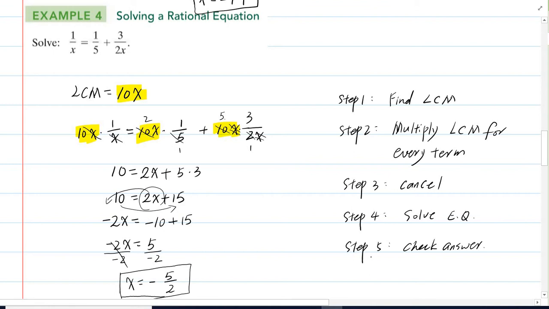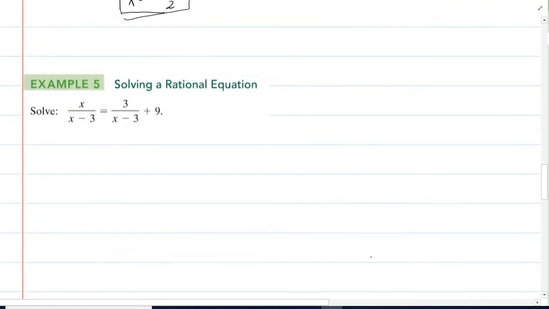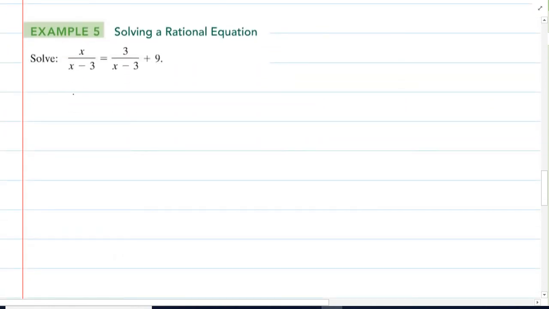Okay, let's work on example 5. Again, step 1, recall, find the LCM. So what is the LCM in this case? We only have one denominator, they're exactly the same. So we're just going to write LCM is just x minus 3. So now we multiply by the LCM, right? So I'm going to have x minus 3. We're going to multiply every single term.